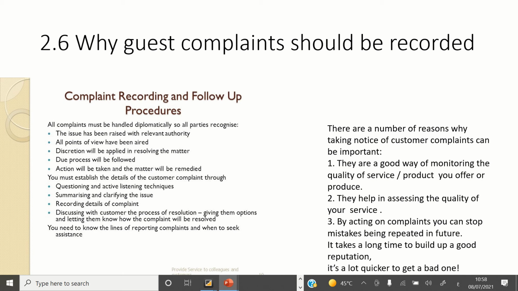You must establish the details of the customer complaint by questioning the customer, listening to him, summarizing the problem, and clarifying the issue. This is how you can show that you know exactly what the problem is. Then you have to record details of the complaint either on paper or with a recorded audio or video. You also have to discuss the process of resolution with the customer, giving them options and letting them know how the complaint will be resolved. So after suggesting the solution, you should explain to the guest what will happen.